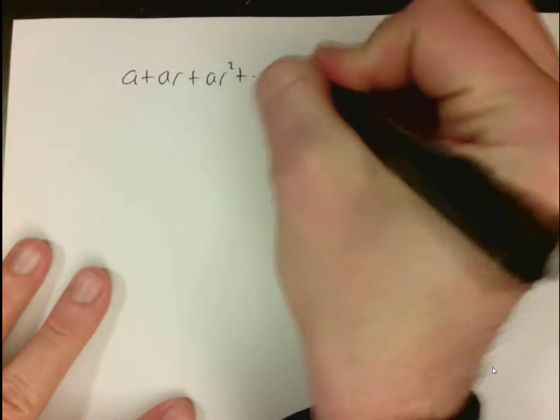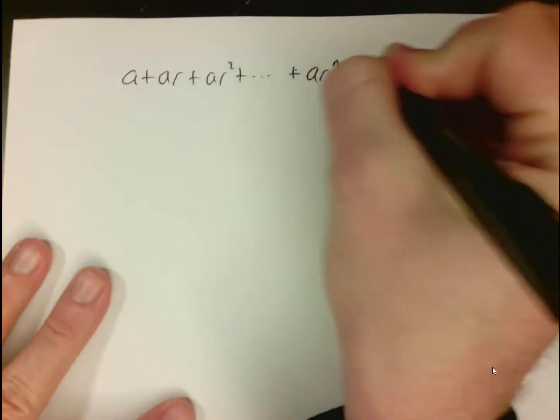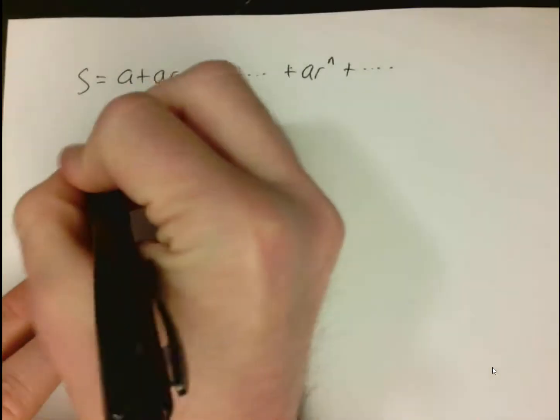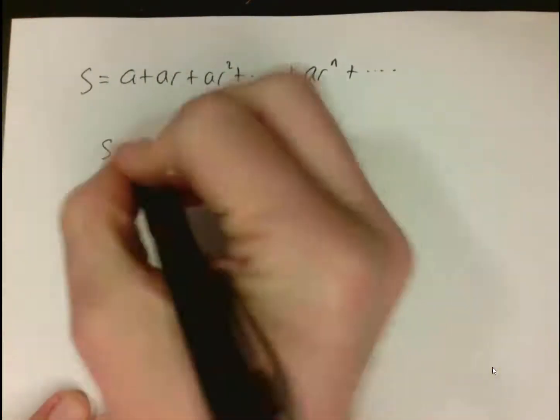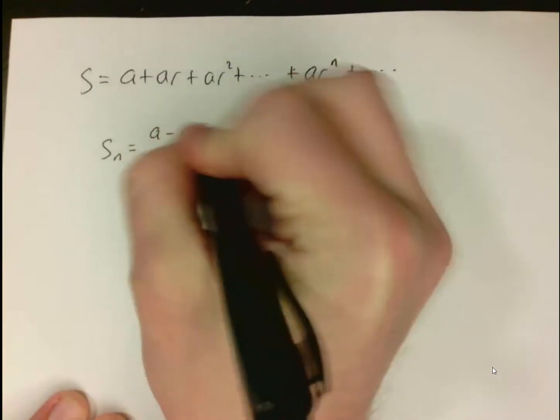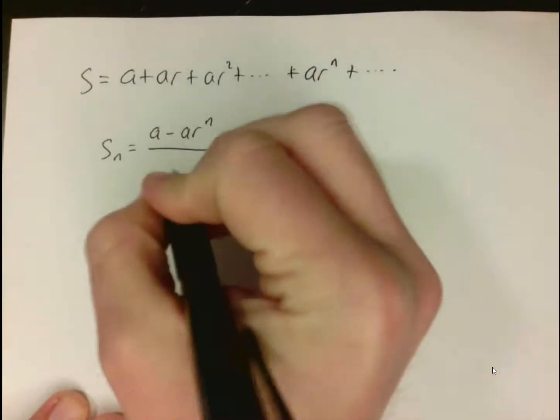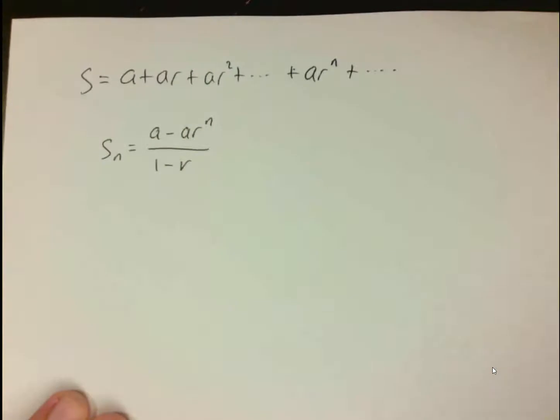So in general, if we've got a geometric series, if we've got a series that's A, AR, AR squared, blah, up to AR to the n, and then onwards, that's our full geometric series. We know that the equation for the sum of the first n terms is A minus A times R to the n over 1 minus R.